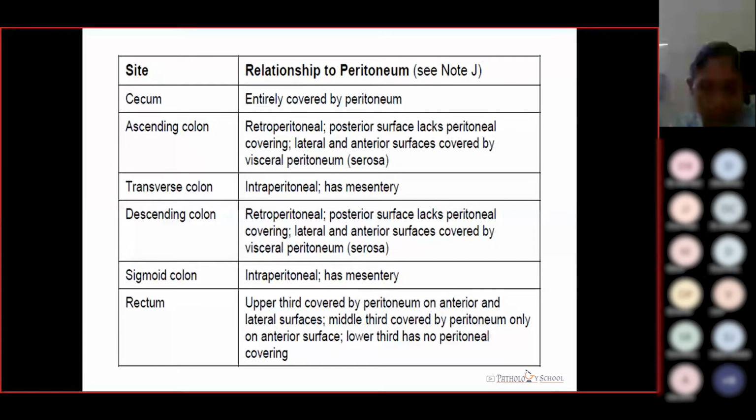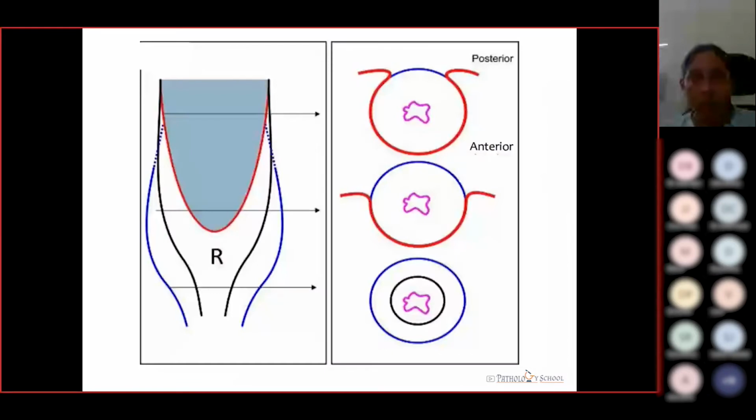A schematic representation of which is here. The blue highlight is for the peritoneum, and the rest is the non-peritonealized surface. When we take cross sections, the corresponding cross section will show a different picture. The upper one third is mostly covered by the serosa. Only a part of the posterior surface is not peritonealized. In the middle one third, almost half is peritonealized, half is not. That is, the posterior half is not, and the lower one third is completely non-peritonealized.